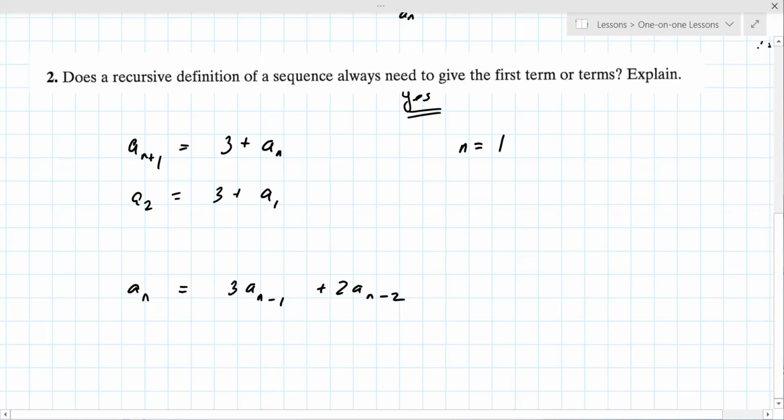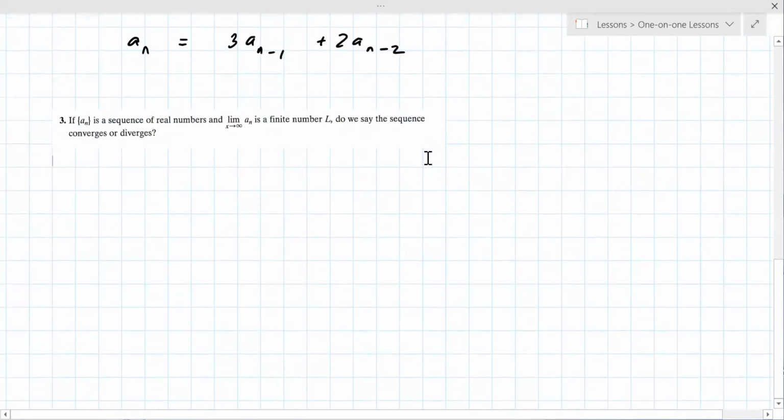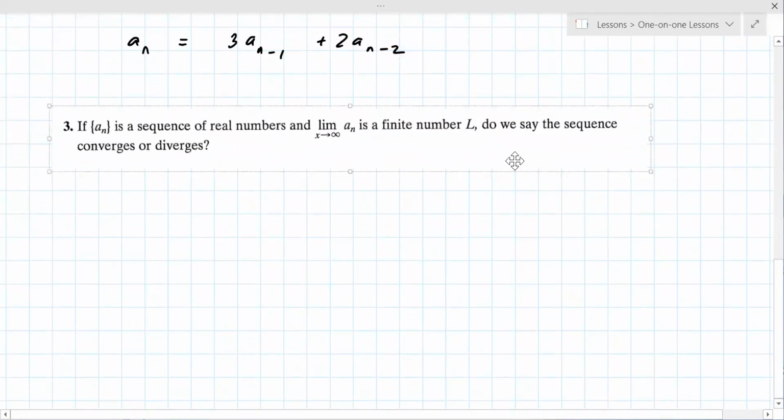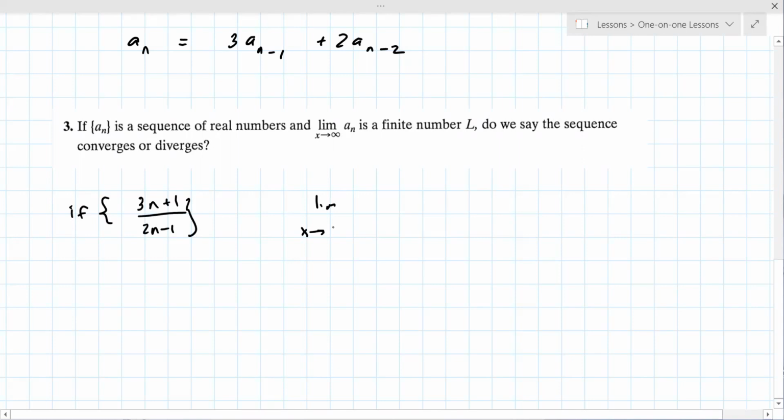All right, number 3. There's a lot going on here. Let's just put something in here. If the sequence is 3n plus 1 over 2n minus 1, the limit as n approaches infinity, a sub n approaches 3/2. So I'm filling these in here for you.